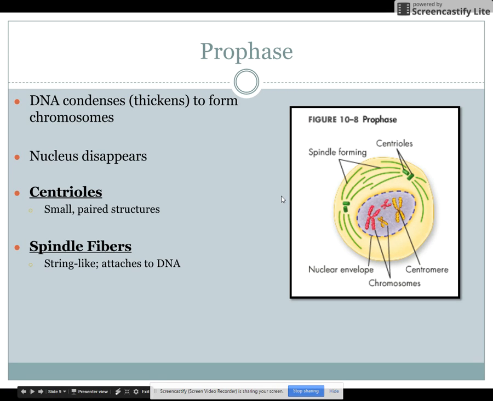So prophase, DNA condenses or thickens to form our chromosomes. The nucleus, the nuclear envelope, starts to disappear. Your centrioles, these are the paired structures on the end, those are the green things, start to produce these little spindle fibers. The little fibers start to come out and move into our next phase.